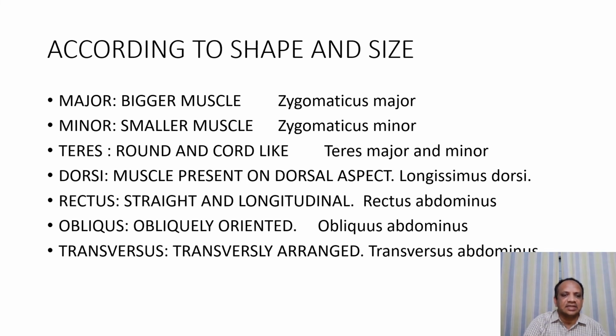If the name consists of a term called dorsi, that means that muscle is present on the dorsal aspect. Rectus is straight and longitudinal. The example is rectus abdominis. Obliquus means obliquely oriented fibers you will see. Transversus means the fibers are transversely arranged. These are the terms used according to the shape and size of the muscles.